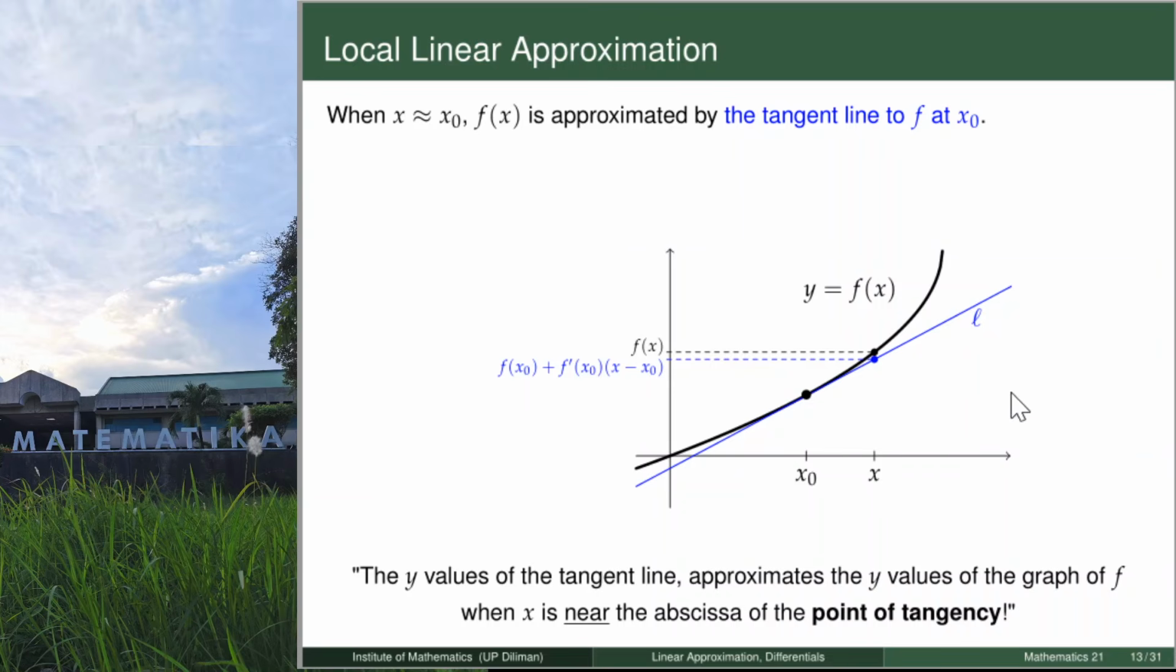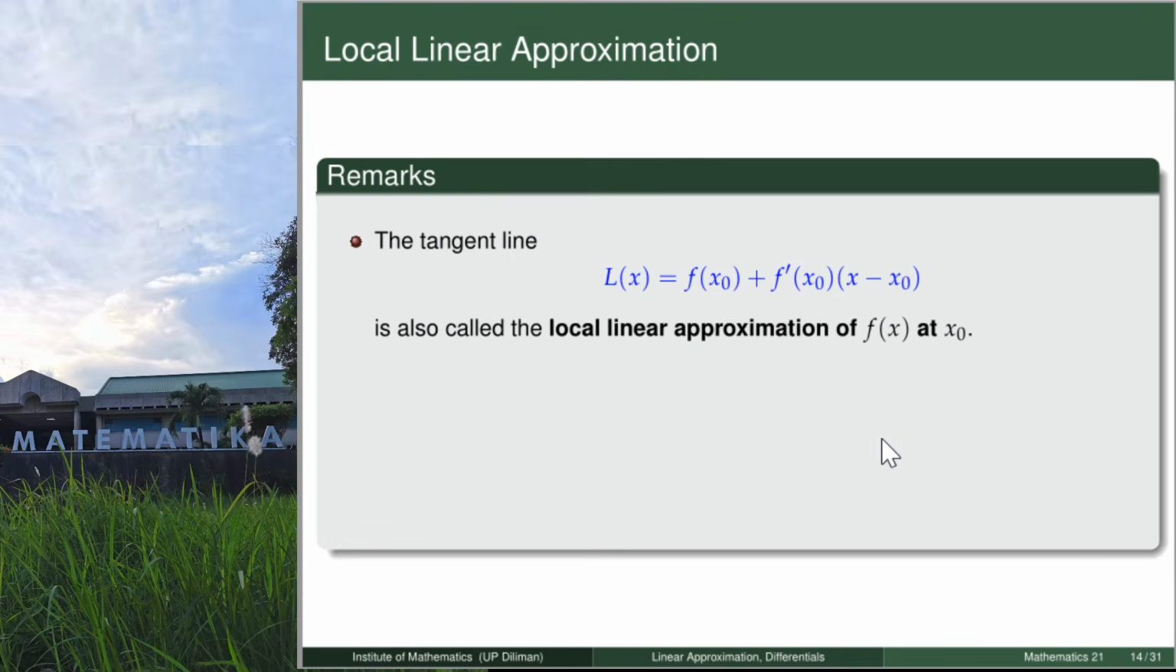And again, this line is called the local linear approximation of f at x naught. So how do we write it? We write it in this way. So L of x equals this expression on the right that we saw earlier. Okay, so if you're asked to find the local linear approximation of f at x naught, then you only need two things. It's your function f and your particular value of x, which is x naught.